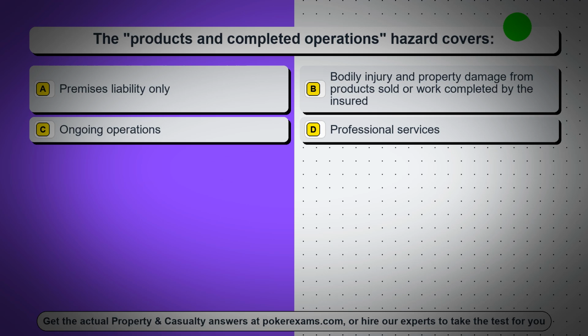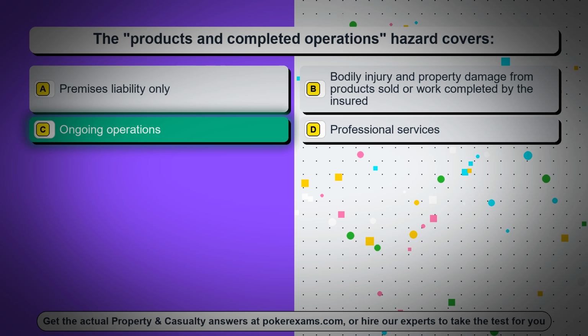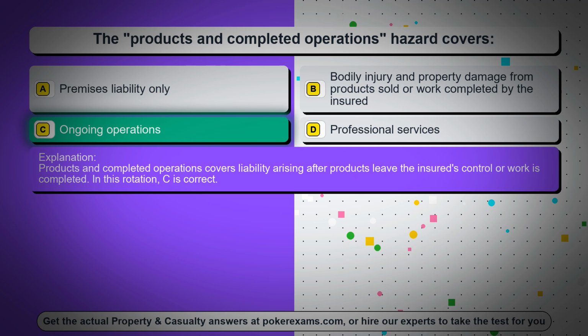Question 68. The products and completed operations hazard covers: Option A, premises liability only. Option B, bodily injury and property damage from products sold or work completed by the insured. Option C, ongoing operations. Option D, professional services. The correct answer is option C, ongoing operations. Products and completed operations covers liability arising after products leave the insured's control or work is completed. In this rotation, C is correct.